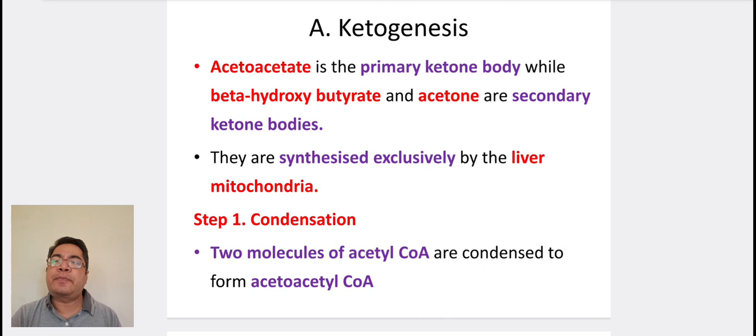Coming to the first step, ketogenesis. Acetoacetate is the primary ketone body, while beta-hydroxybutyrate and acetone are secondary ketone bodies. They are synthesized exclusively by liver mitochondria. First step is condensation. Two molecules of acetyl-CoA are condensed to form acetoacetyl-CoA.